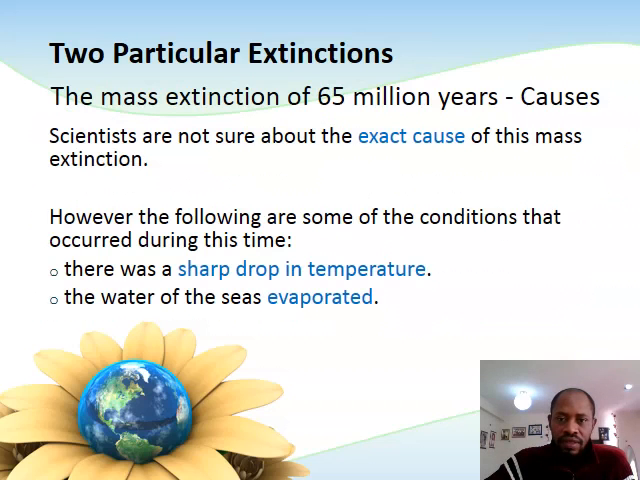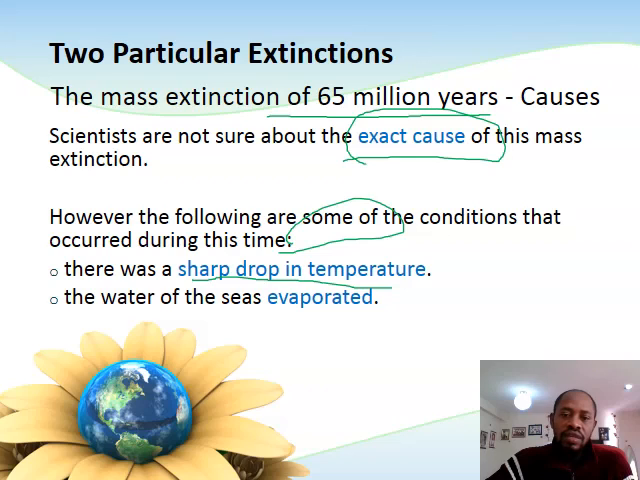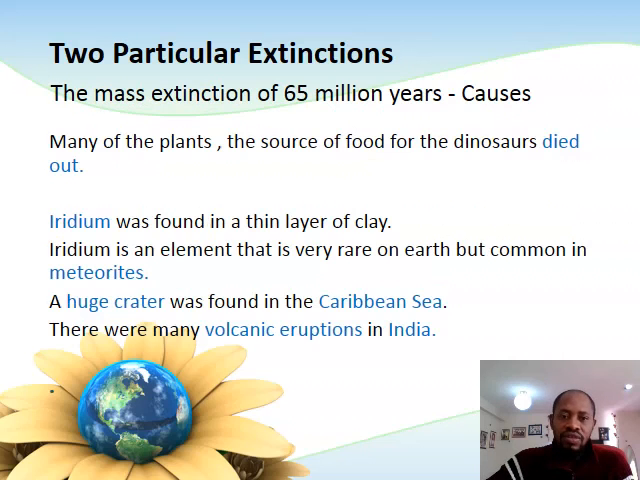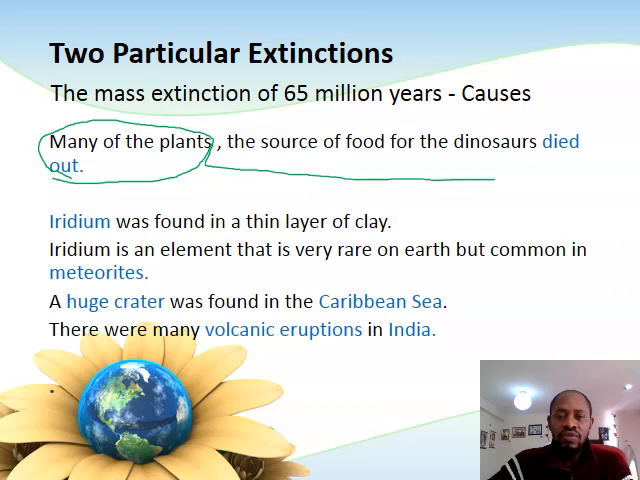For the fifth mass extinction that occurred about 65 million years ago, like I said, scientists are not clear about the cause of it, but these are what they assume could have been the cause: a sharp drop in temperature, and the fact that the water of the seas evaporated and receded, such that there was not much water available to support especially marine life and even terrestrial life. Many of the plants during that time died out. It means that as plants are the producers, if plants are not available, then the consumers also get nothing. So it led to the death of so many dinosaurs.